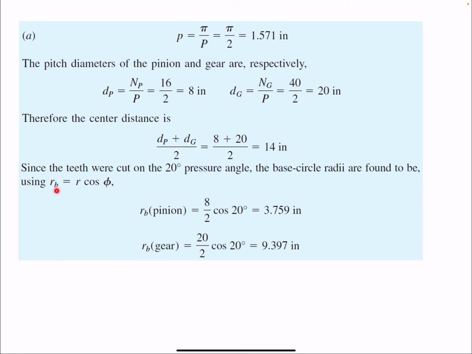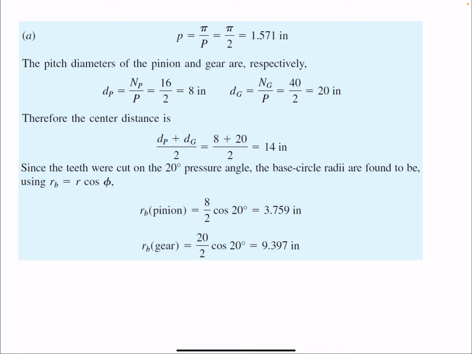And the base radius, or the base circle, tells us the depth of penetration: how far the two gears would get engaged to each other, and how far the tooth of one gear goes into the tooth of the other gear. That's the physical meaning of the base circle and the base radius.